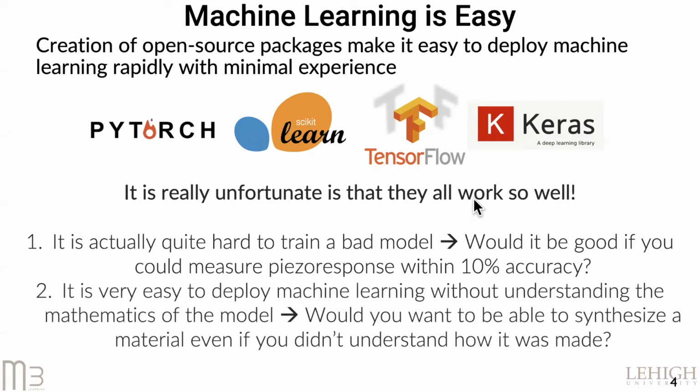It is also very easy to deploy machine learning without a clear understanding of the mathematics of the model, and this allows for the machine learning to sometimes provide results that seem to be good, but actually are not encoding the important physics. This kind of poses the question of if you were trying to synthesize a material, would you want to be able to make it without understanding how it was made? And the answer, I would feel, is probably not.